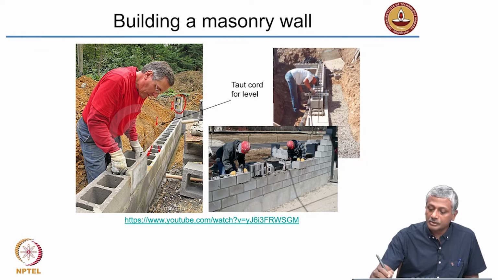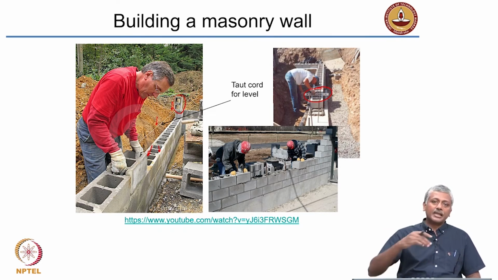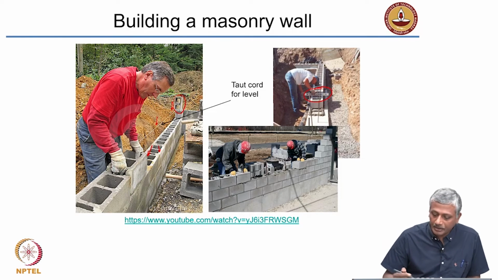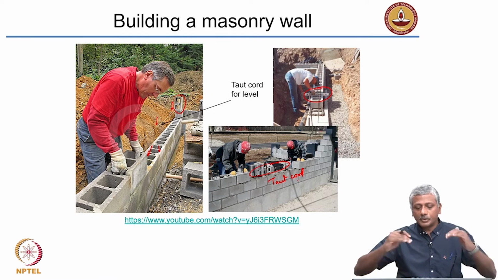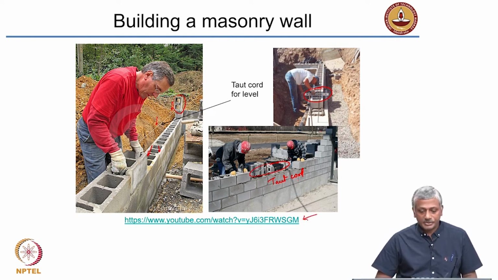Again, it is not very clear here, but what this person is doing is checking the level of the masonry unit by using a bubble spirit level, which is typically used in workshops. You may have used it yourself. The bubble spirit level helps you to check whether the blocks are aligned perfectly horizontally or not. Again, here you see an example of the taut cord being used. This is the masonry wall that is being built slowly, and there is a nice video also which captures this entire process.